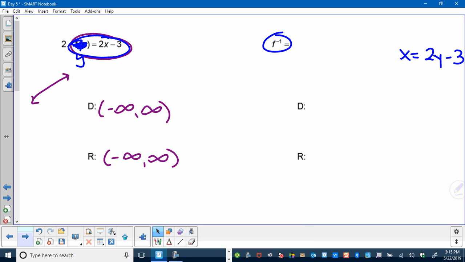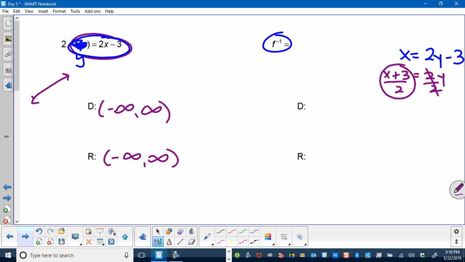Then you're going to get the y alone. So I'm going to add 3 to both sides. x plus 3 equals 2y. I want y alone, so I'm going to divide by 2, divide by 2. Since I have y alone, this is my inverse function. So I can copy that answer up here: f inverse of x equals (x plus 3) over 2.